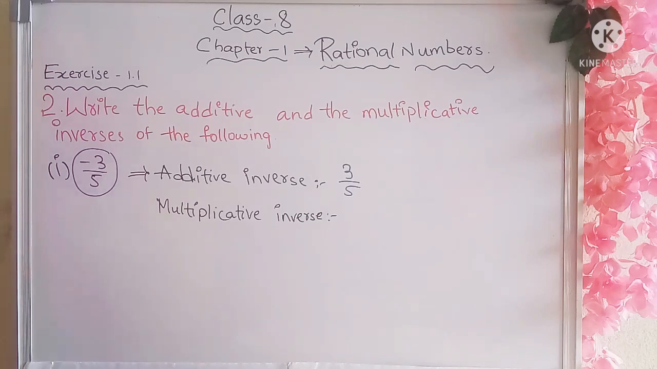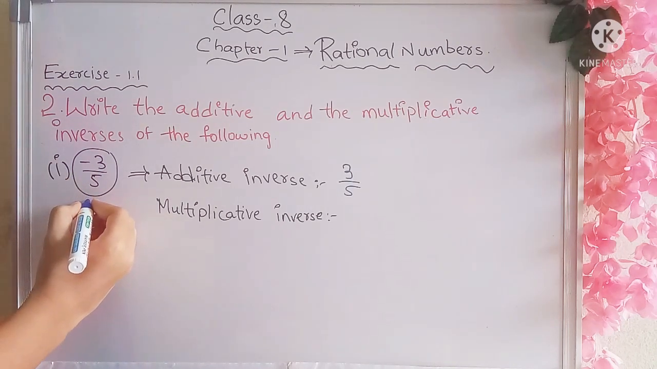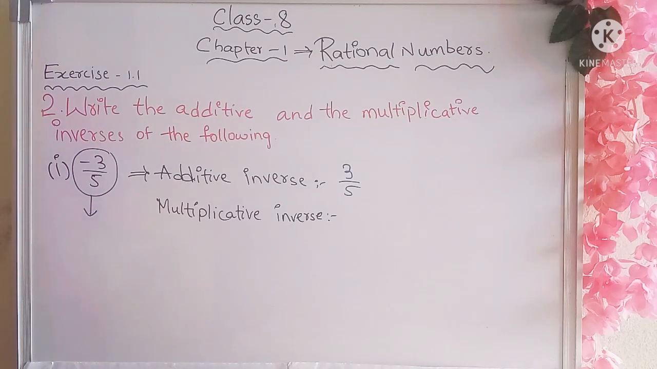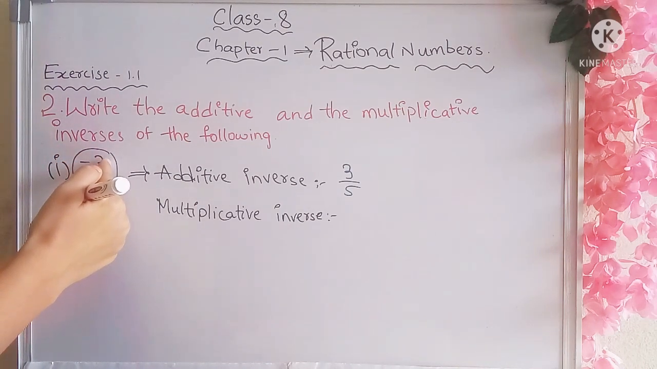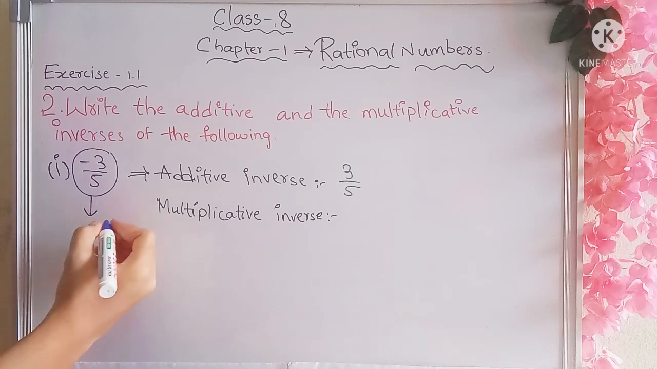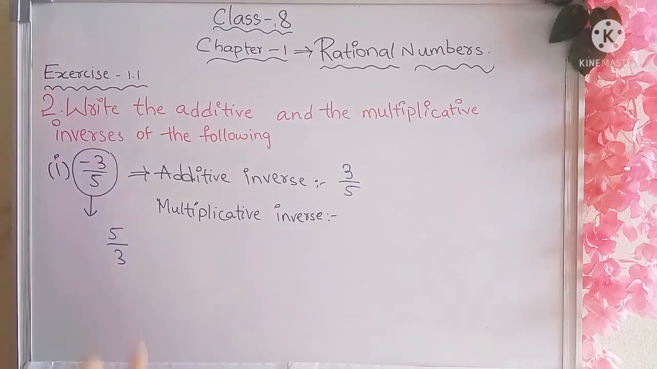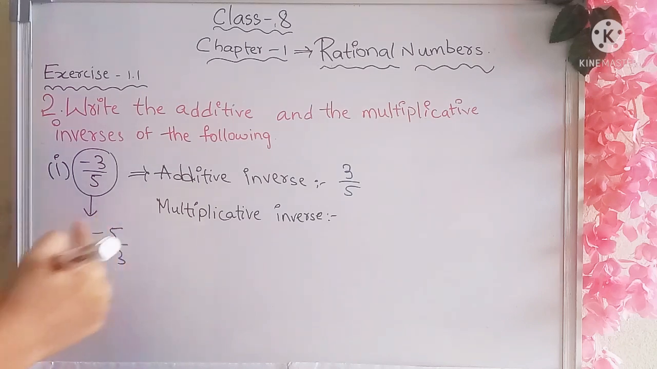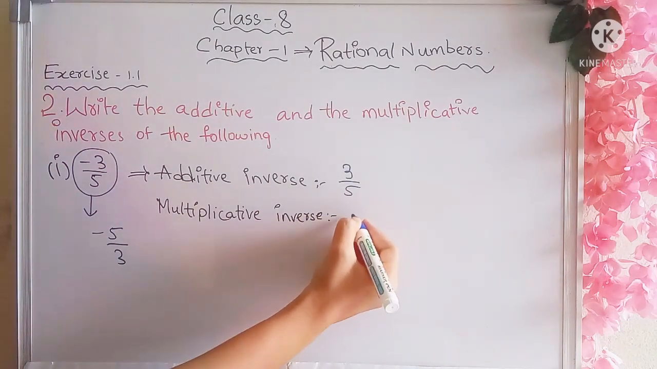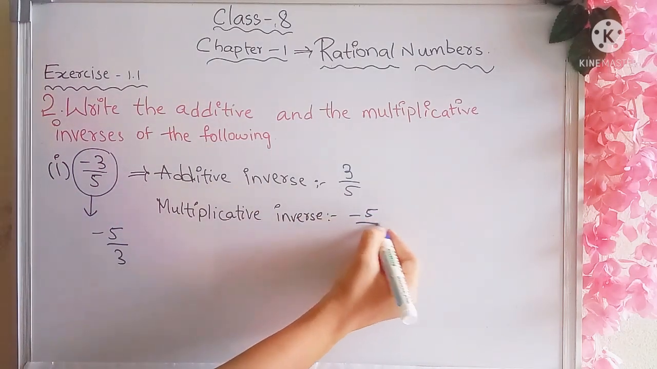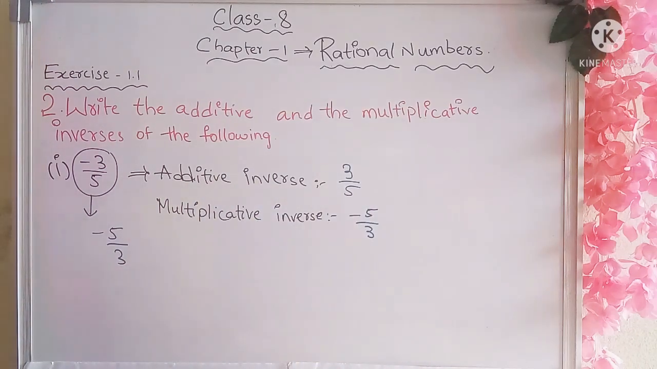Then multiplicative inverse. Multiplicative inverse means the reciprocal of a given fraction or rational number. So for the reciprocal of this, 5 comes to the numerator and 3 comes to the denominator. The minus symbol remains the same. So this becomes minus 5 upon 3.